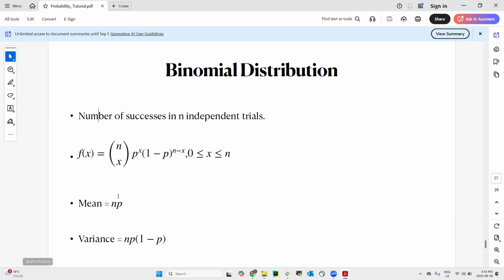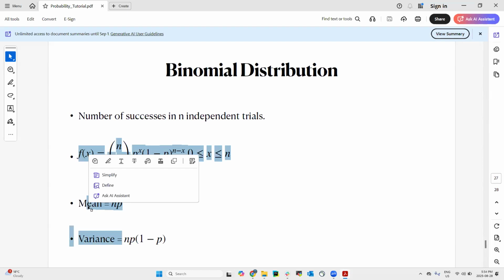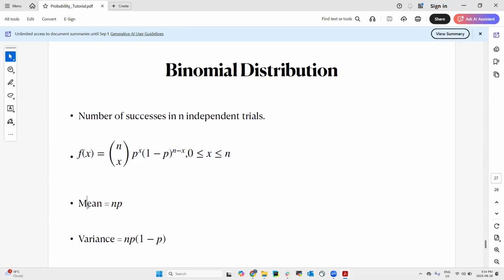The mean here is going to be n times P. So essentially, the more trials you do, the higher your expected value will be. The chance of winning once in 2 tosses of a coin is going to be a much smaller value than 1 win in, let's say, 100 tosses of a coin, which is literally close to 1. And finally, the variance is going to be n times P times 1 minus P.